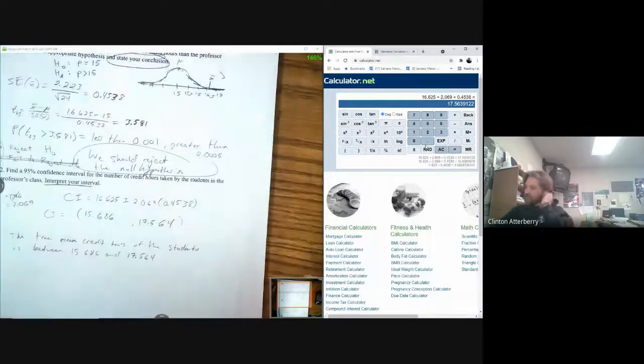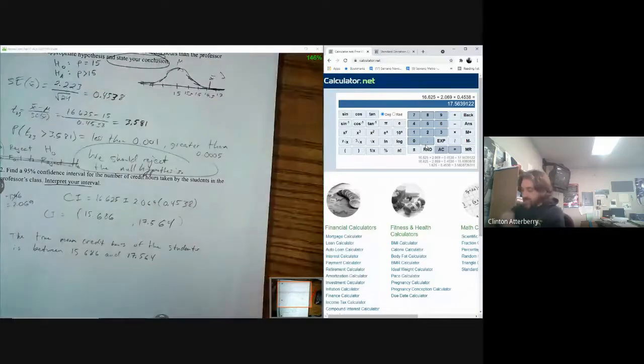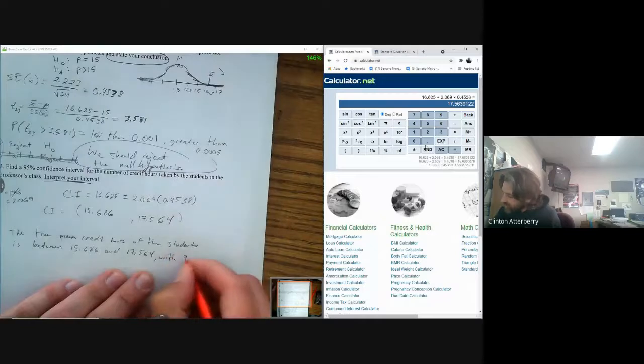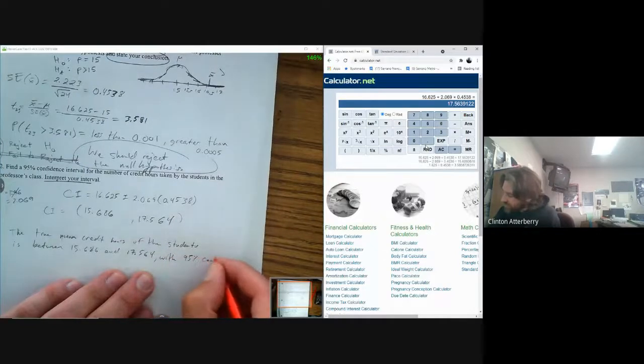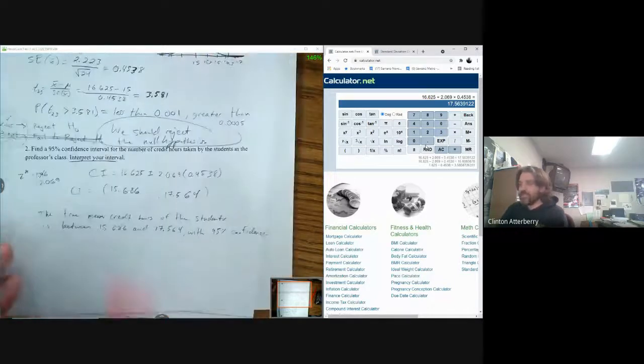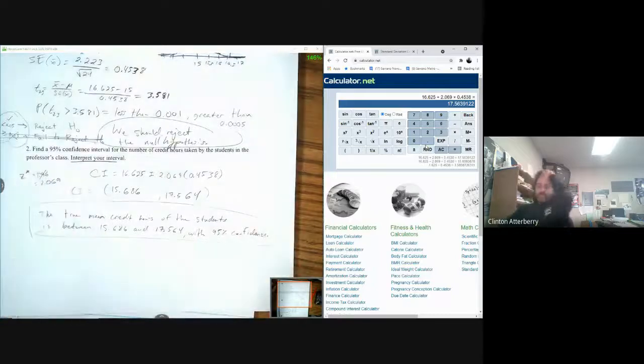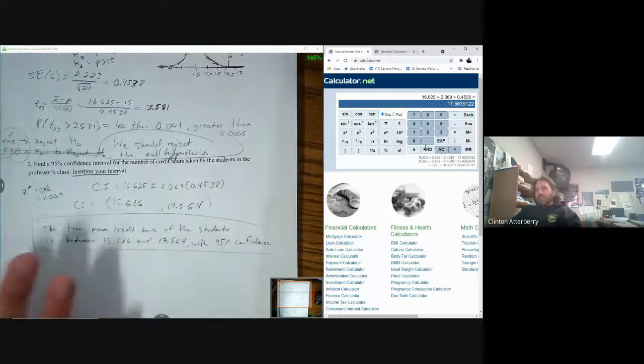The true mean credit hours of the students is between 15.686 and 17.564 with 95% confidence. And I throw that in there to make sure they know that we used a 95% confidence interval. Okay. So with this quiz, with this assessment, 2 questions.